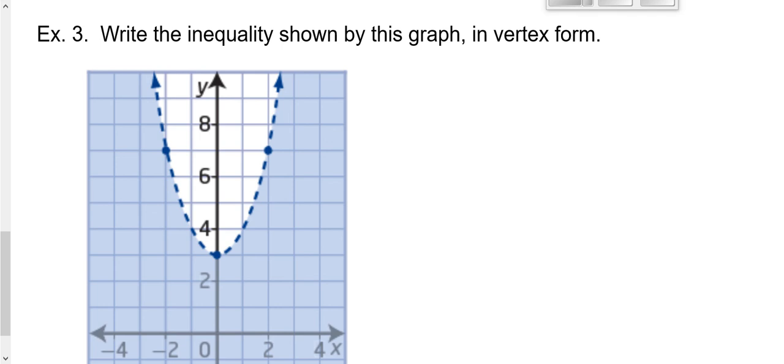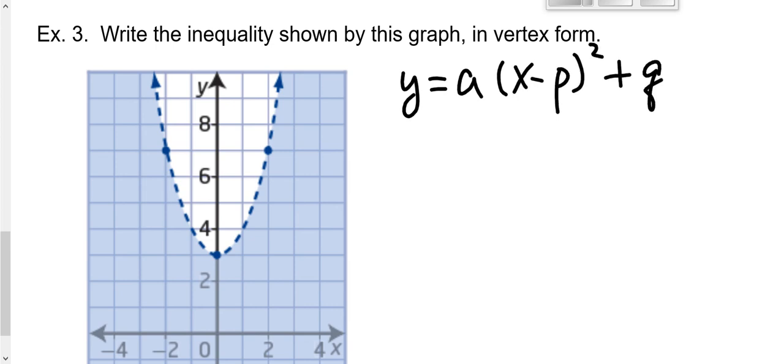So from the formula sheet, we figured out that the vertex form is y equals a times x minus p squared plus q. You don't have to memorize this, but you need to know what a, p, q, and stuff like that are. Alright, so next, plug the numbers in. What do we plug in? If you look at this, this is my vertex right here. What's my vertex? Vertex is 0 and 3. So that means my p is 0, my q is 3.